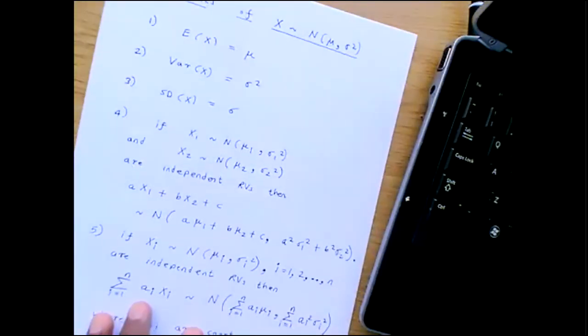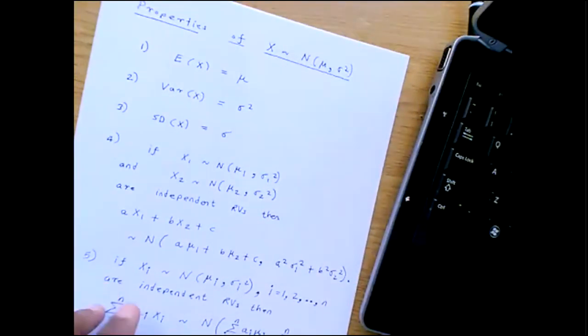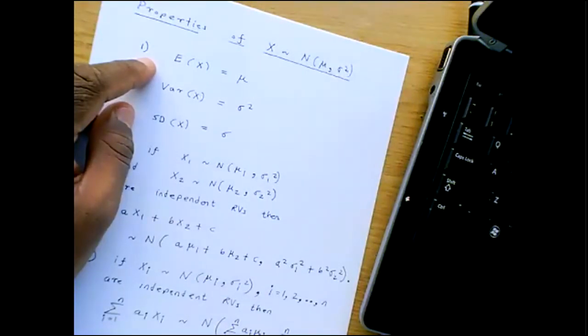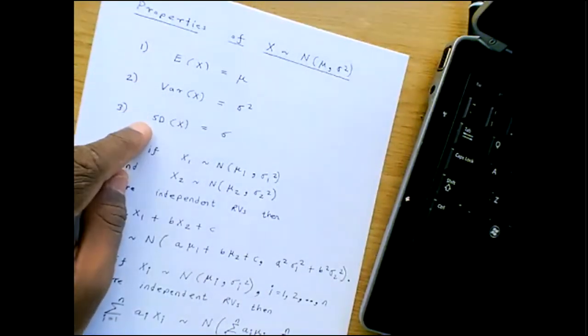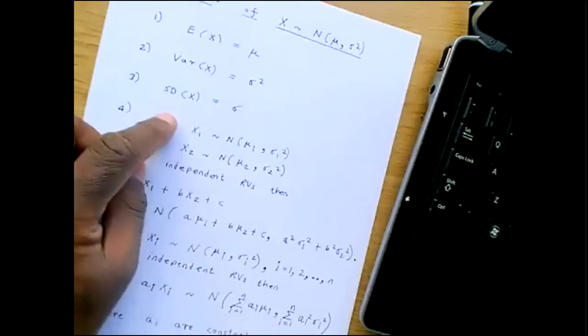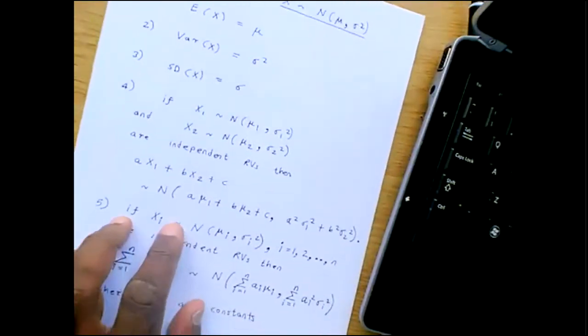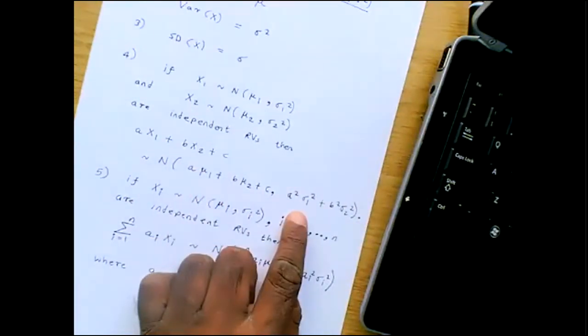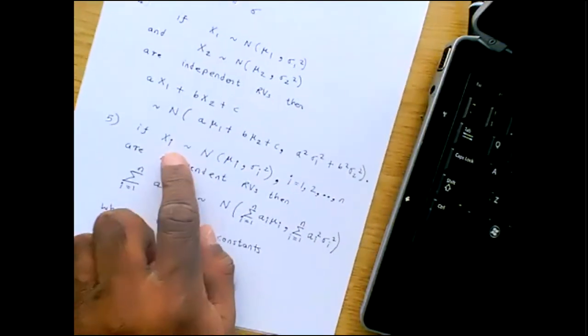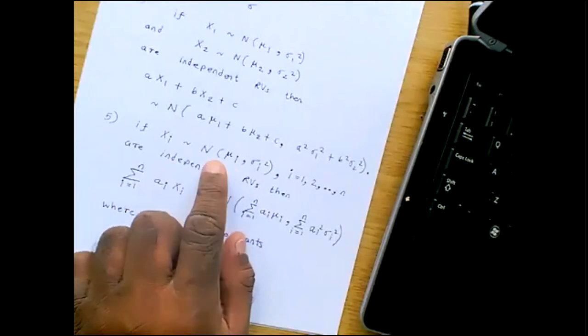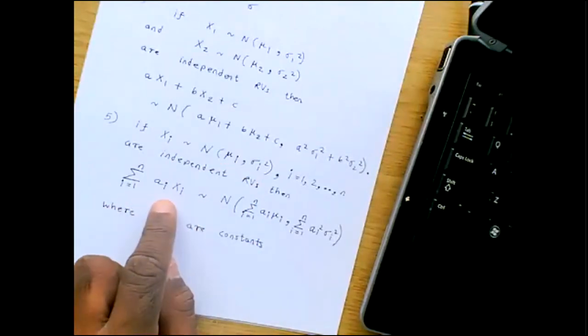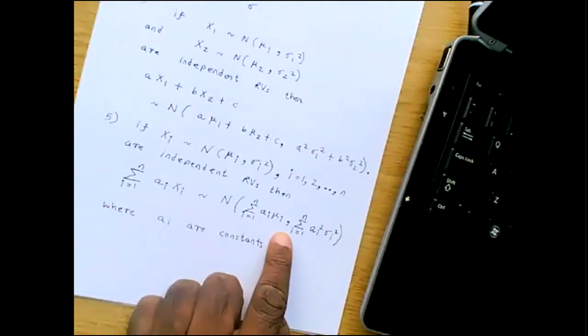And these are some properties of the normal distribution. So the mean is mu. This is the variance. This is the standard deviation. If you have two independent normal random variables, then their linear combination is also normal, right? And once again, if you have n independent normal variables, then their linear combination is also normal, right?